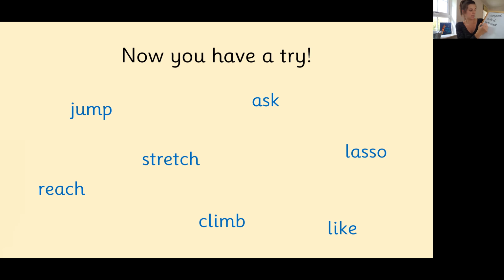We've got lasso. Remember, he lassoed his life belt. What are we going to add to the end? ed. We've got reach. What are we going to add to the end? Good job, ed. And we've got climb. You notice there's a sneaky B on the end of climb. Climb. And what are we adding? ed.